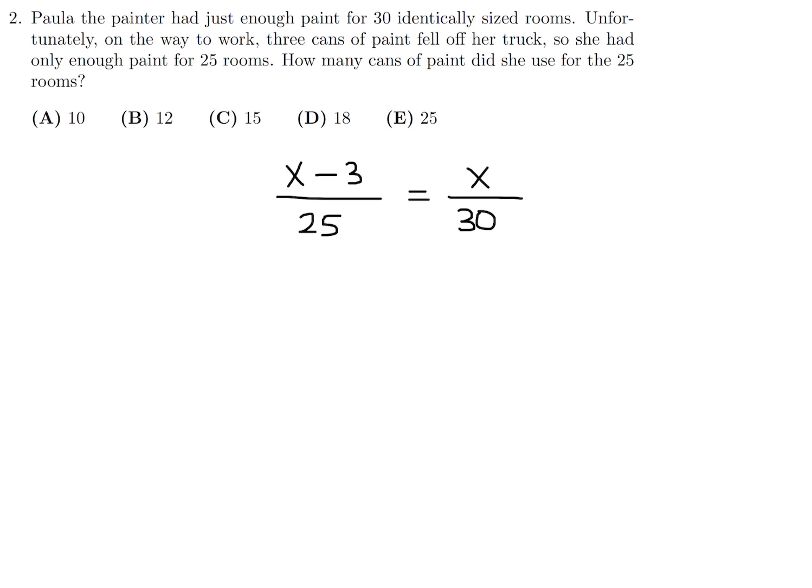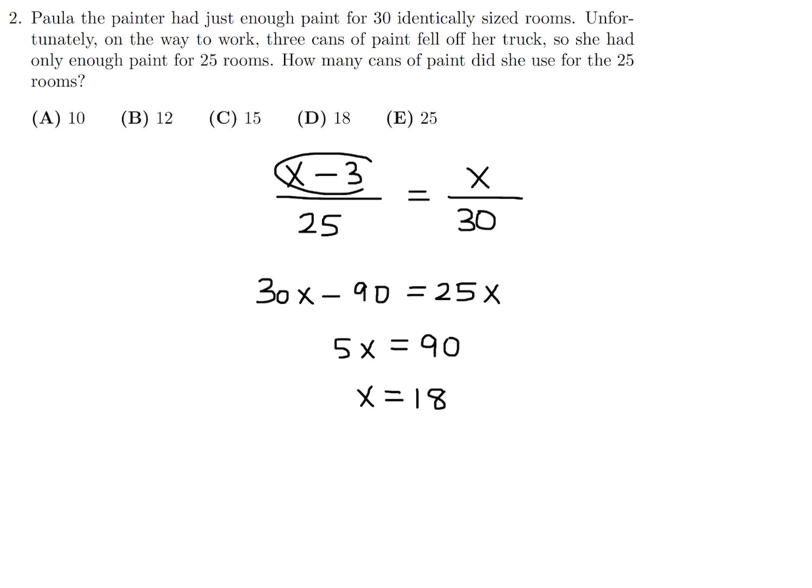And this ratio is equal. So we just have to cross multiply. So 30x minus 90 is equal to 25x. And therefore 5x is equal to 90. So x is equal to 18. Now we don't want x, we want x minus 3, because that is how many cans of paint is required for her to paint 25 rooms. So x minus 3 would be 18 minus 3, which is, of course, 15. So number 2, the answer is C.